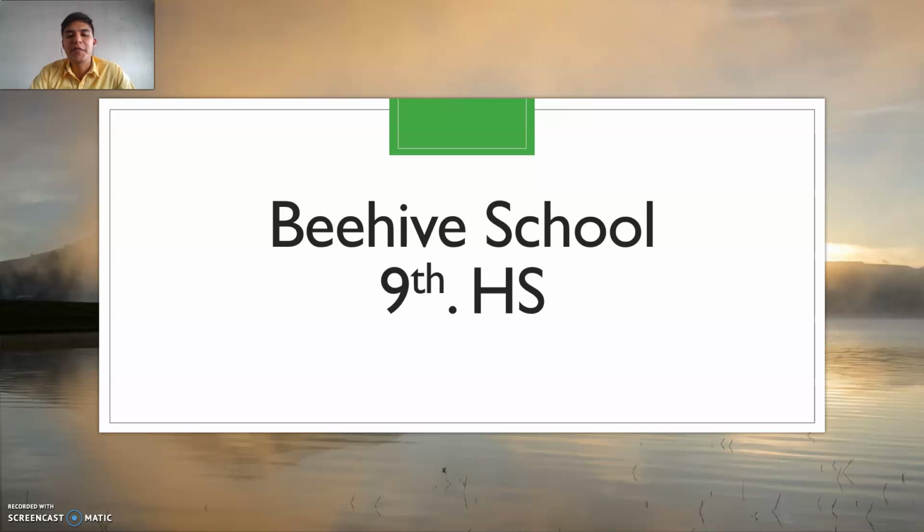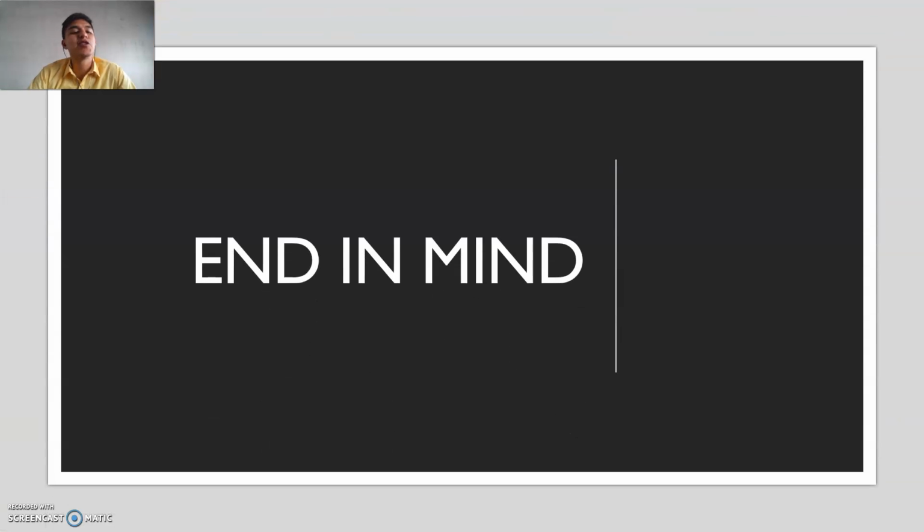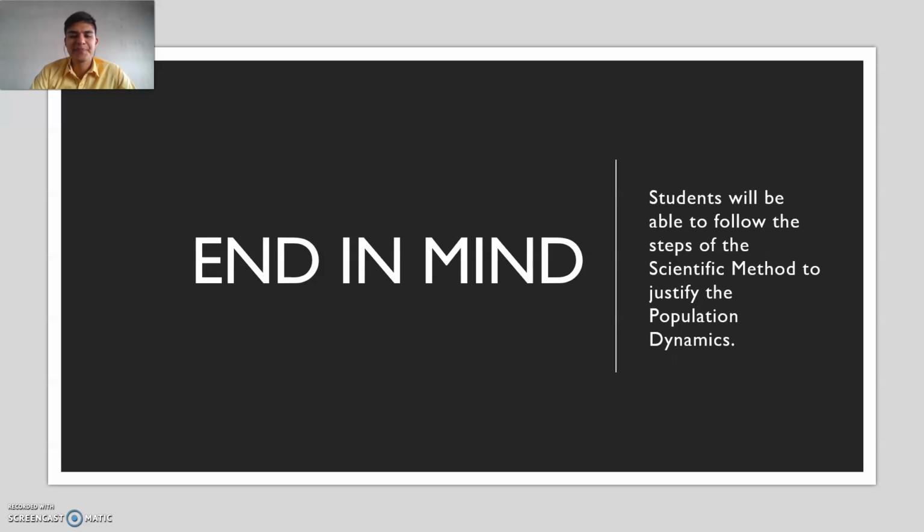This class is part of the ninth grade of high school. We're working on the subject of biology, and this is week number 30. Let's go over our presentation and start with our end in mind. Students will be able to follow the steps of the scientific method to justify the population dynamics.